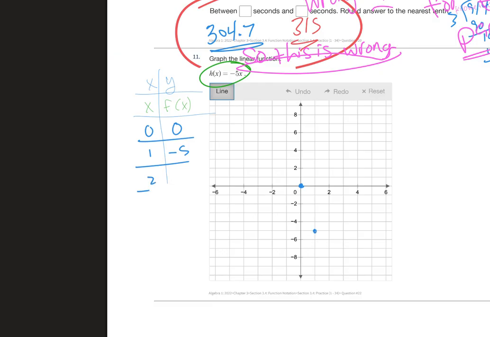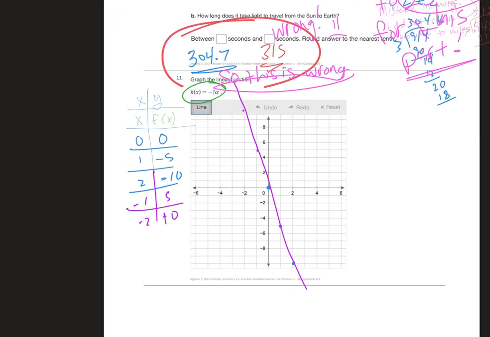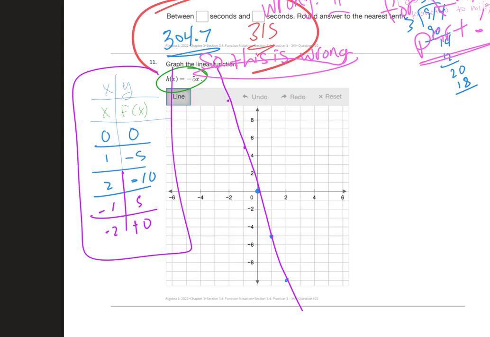I could plug in 2 and get negative 10. I could also go backwards. I could do negative 1 and get 5. And I could do negative 2 and get 10. So that's a little off my graph there. And I'm not going to try and make it a straight line. I mean, I'll try. There's the straightest line I'm going to get. So there's my table. I have 5 values and 5 dots on the graph. But like I said, we knew based off slope-intercept form that right there is the y-intercept. And the slope was negative 5, so down 5 over 1, down 5 over 1. Okay.